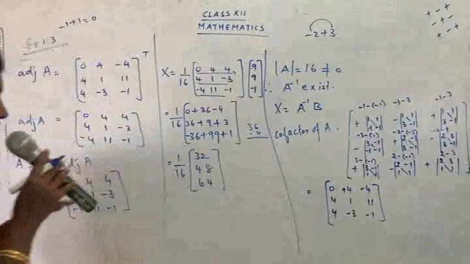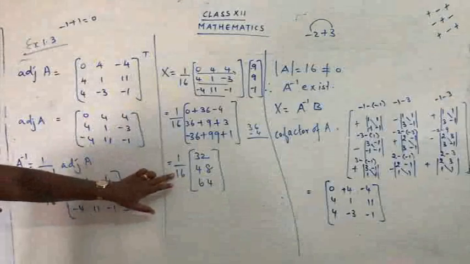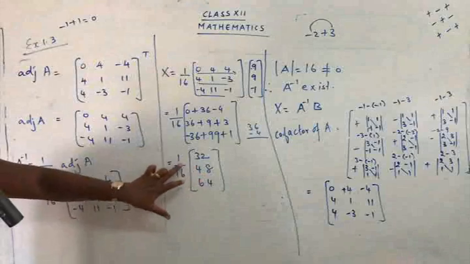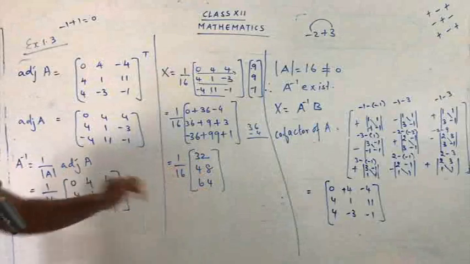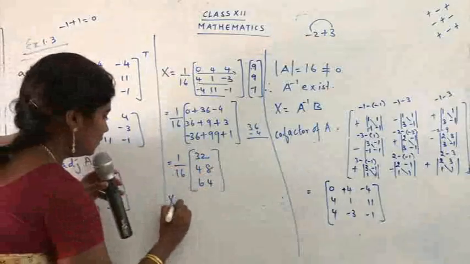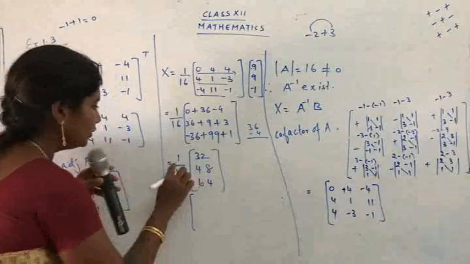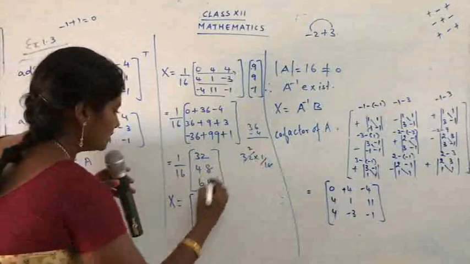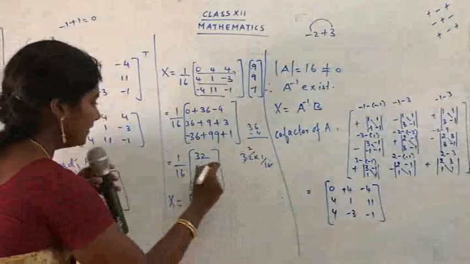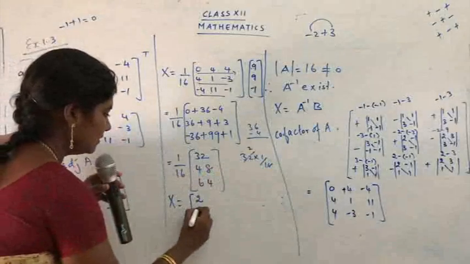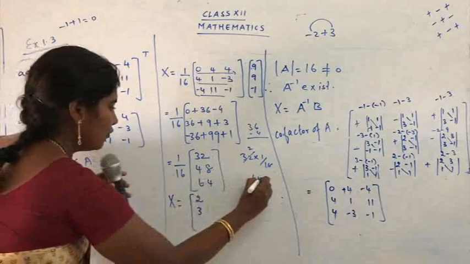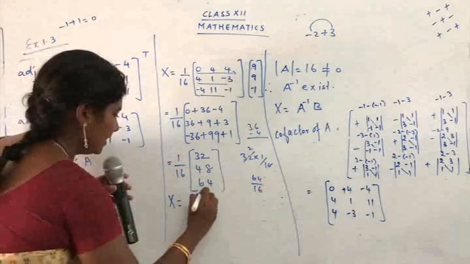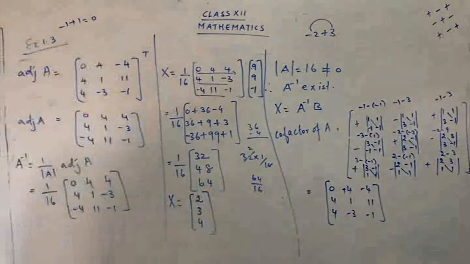Just one more step. So we have 1 upon 16. Yes, children. So you are going to multiply 1 upon 16 to each and every element. So what do you get here? X is equal to 32 into 1 upon 16. 32 into 1 upon 16 means 16 twos are 32, so you get 2. Divide 48 by 16, you get 3. And 64 by 16 gives you 4. So X is equal to 2, 3, 4.